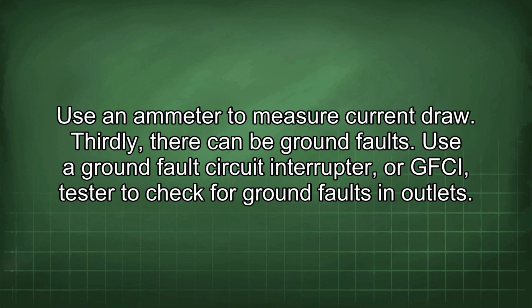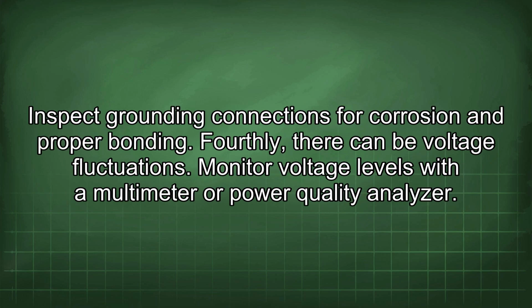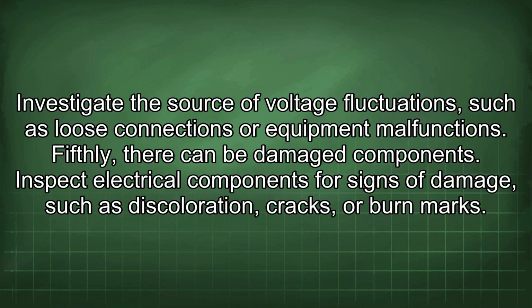Thirdly, there can be ground faults. Use a ground fault circuit interrupter, or GFCI, tester to check for ground faults in outlets. Inspect grounding connections for corrosion and proper bonding. Fourthly, there can be voltage fluctuations. Monitor voltage levels with a multimeter or power quality analyzer. Investigate the source of voltage fluctuations, such as loose connections or equipment malfunctions.